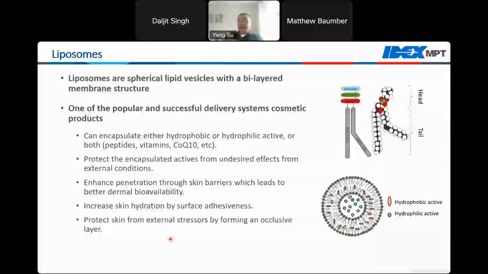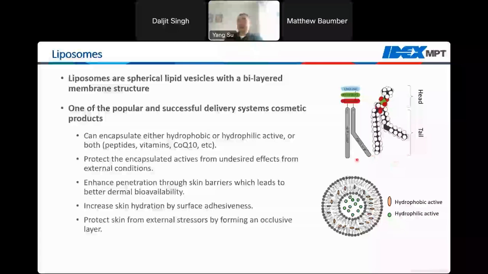Now let's move on to a different formulation, which is liposome. In case you're not familiar with liposome, we're going to just briefly introduce liposomes here. Liposomes are artificial spherical lipid vesicles with a bilayered structure. Phospholipids are usually the main ingredients to form liposomes. There are usually other different types of lipid ingredients, but phospholipids are probably the most commonly used. And the phospholipid has a hydrophilic head and a hydrophobic fatty acid tail.